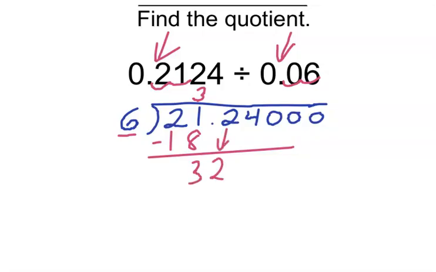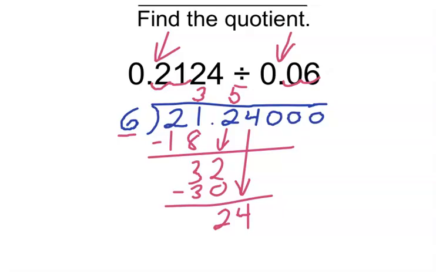How many times does 6 go into 32? Let's see, 6 times 6 is 36, so 6 times 5 would probably have to be what we go with. 6 times 5 is 30. 32 minus 30 is 2. Bring down a 4. Perfect. 6 times what will give you 24? Or how many times does 6 go into 24? 4 times. 6 times 4 is 24. We don't have a remainder, so we're done right there.